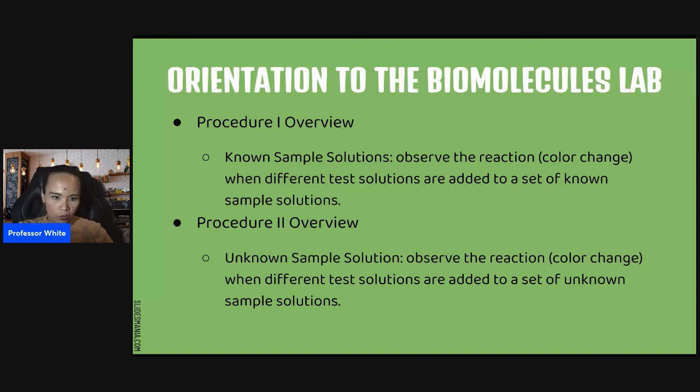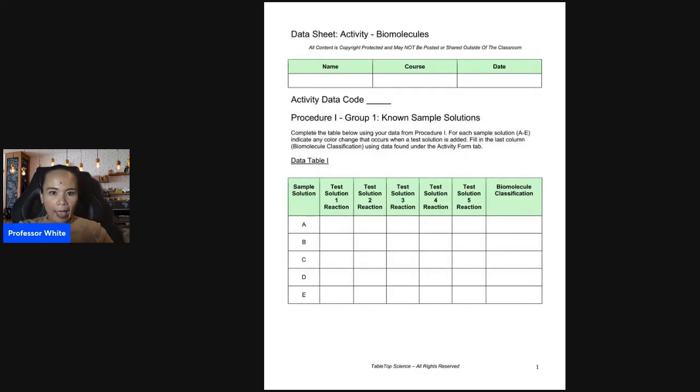Okay, so just to share with you the lab paper, as you can see over here, please make sure you don't forget to screenshot. It's a part of the instruction, so please read the procedures. You will have this activity form right here, and you are going to fill in and complete the table for each sample solution. You're going to indicate any color change that occurs when the test solution is added. So when you run the simulation, fill it in, and you're going to find out the macromolecule classification of each.